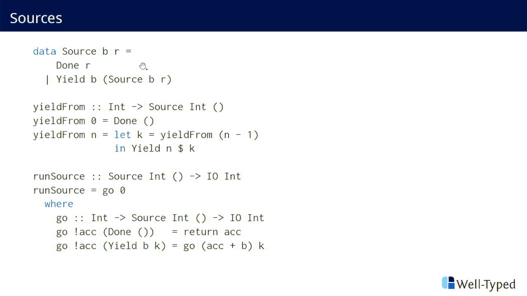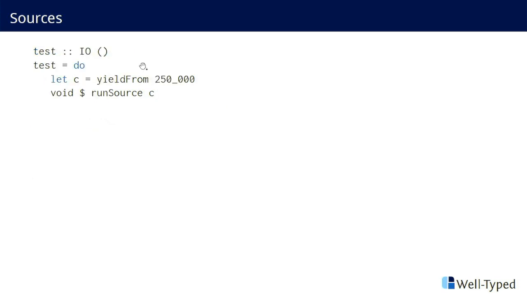Simple enough. Then I might have a simple test case, which constructs a conduit which yields the values from 250,000 down to 0, executes it, adds up all the numbers and prints it, or in fact, ignores it. This program runs in constant space, as expected. No problem so far.